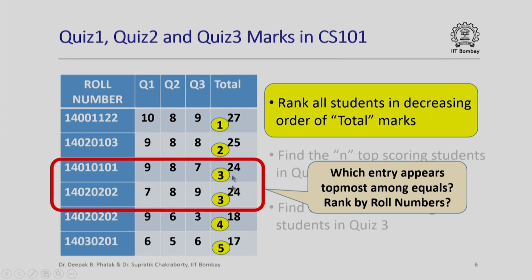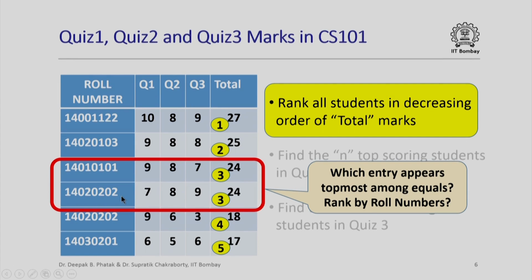Now if you look at these two entries in between, both of them had the same total marks, 24. So if I am going to rank them, I have to decide who appears first and who appears next. So which entry appears topmost among equals? Here I could decide that, among these two entries which have the same total marks, I could put the one with the lower roll number first and then the one with the next higher roll number.